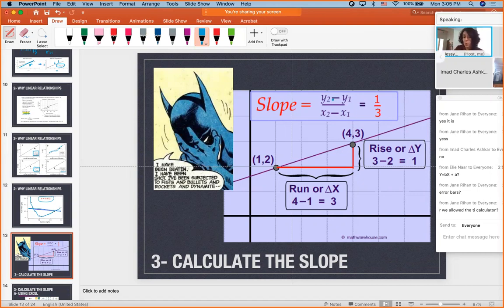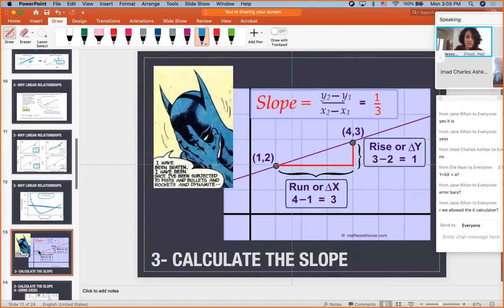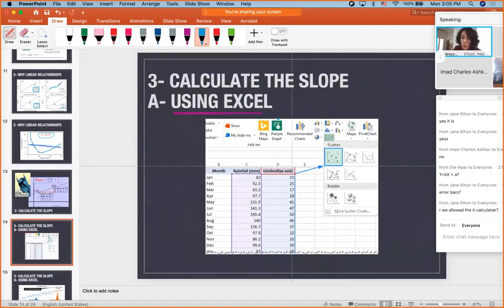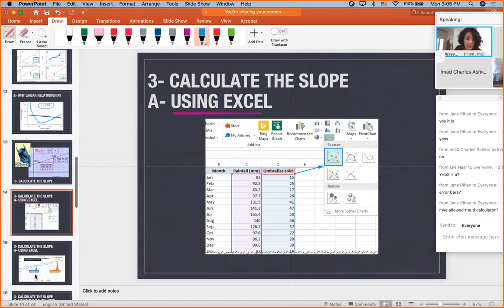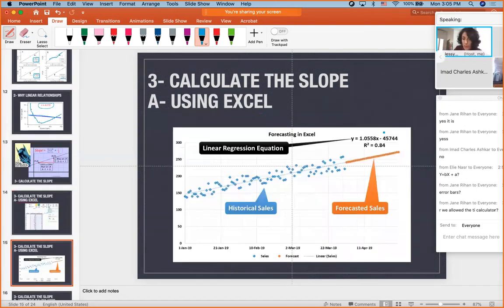Some students will always do this method. Don't do that. Excel will give you the straight line, the best fit. All right, how do we calculate the slope using Excel? I already showed you. Select first, then insert scatter. And this is an example where it shows you the equation and the R squared function.